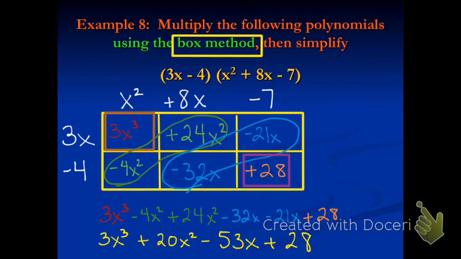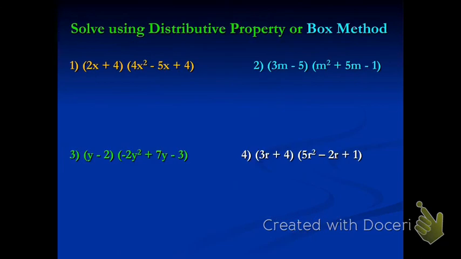So you have the distributive property or you have the box method, your choice of which one you want to use. Why don't you pause the computer, write this example down, and then on the next slide, we're going to do 4 examples. Here are your 4 examples, and I want you to solve these using either the distributive property or the box method. It's your choice.